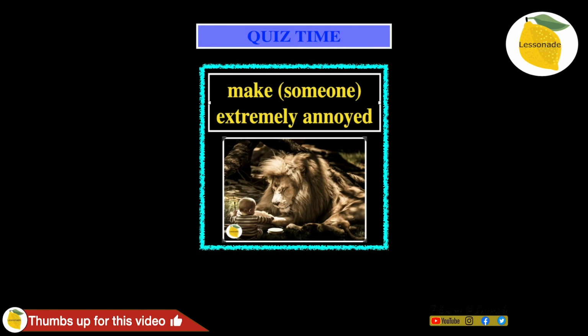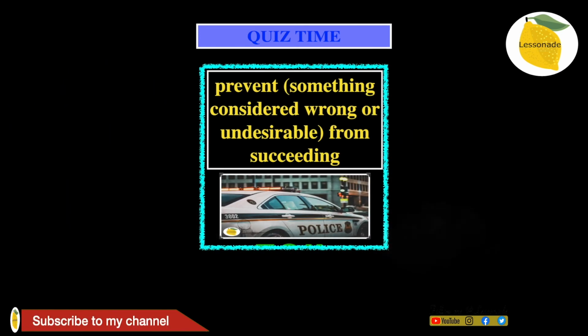Question number 3 is make someone extremely annoyed. In this picture, we can see a boy annoying a lion and making it extremely annoyed. And our final question, question number 4, is prevent something considered wrong or undesirable from succeeding. In this picture, we can see a police car, and obviously police prevent bad things from happening. In other words, they prevent something that's considered wrong or undesirable from succeeding. Now that's all 4 questions done. So let's have a look at the results to see how well we have done.